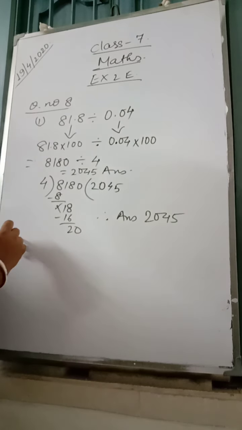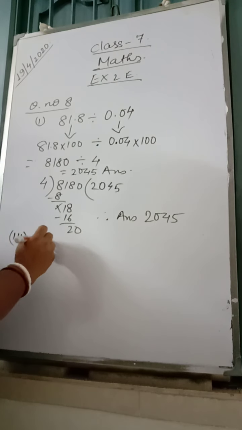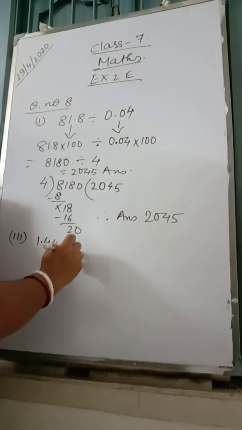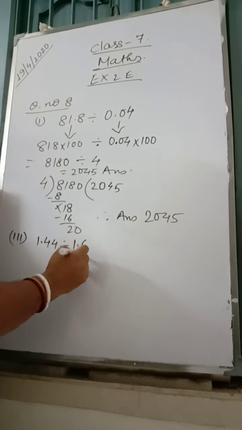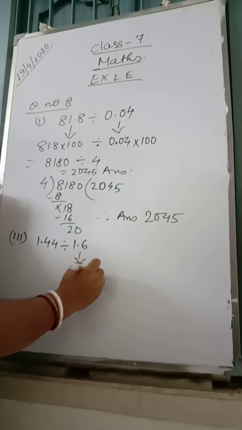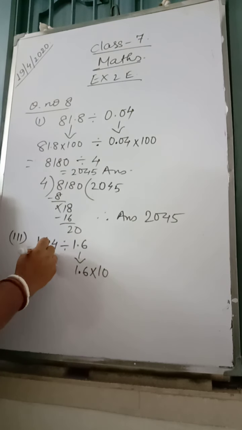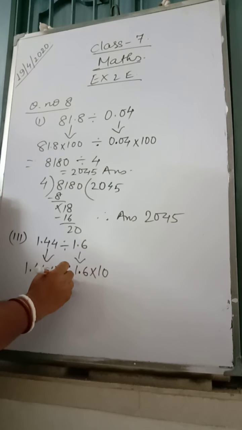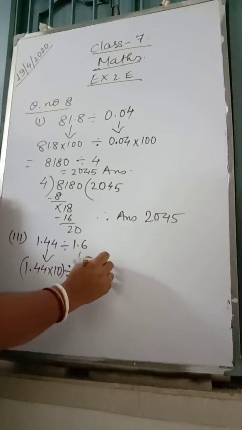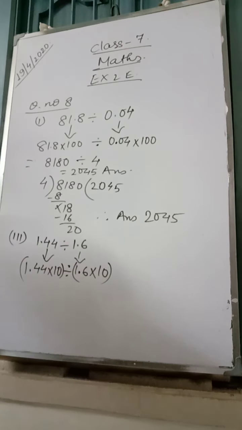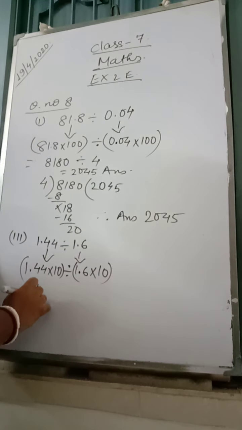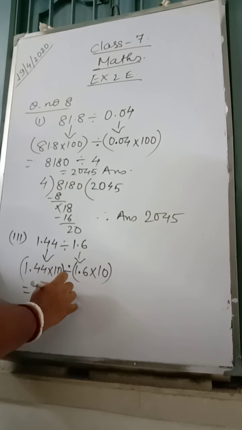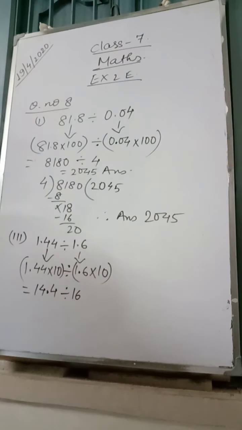Look at number 3. It is given 1.44 divided by 1.6. Our priority should be to look at the divisor. So what should be done? 1.6 should be multiplied with 10 to remove the decimal. So the dividend also will be multiplied with 10. To make it clear, I have surrounded it with a bracket. Now it gives you 14.4 divided by 16.